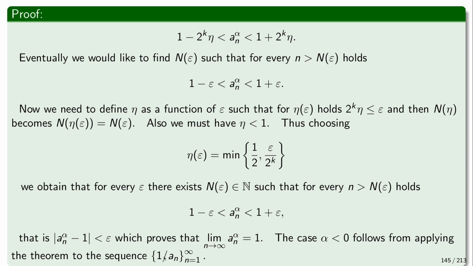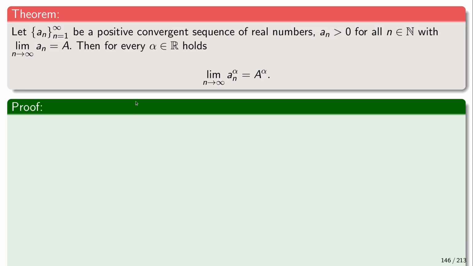And then for the sequence 1 over an, starting from the place where an is strictly positive, we can apply the limit arithmetic theorem to this and get the result for the negative exponent, which is the same, right? It follows directly by the limit arithmetic theorem. So now let's enjoy the fruits of this hard labor and prove the following result, which follows readily.